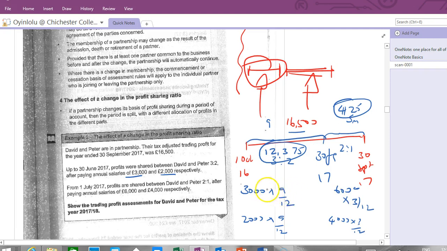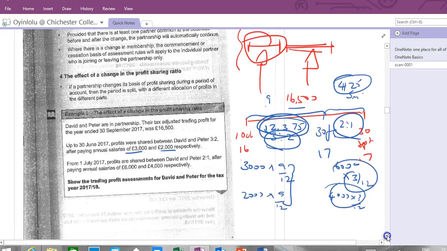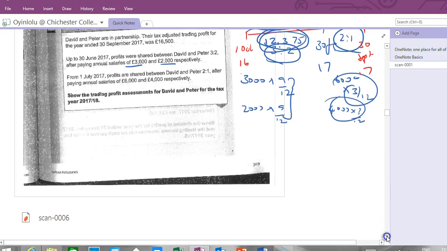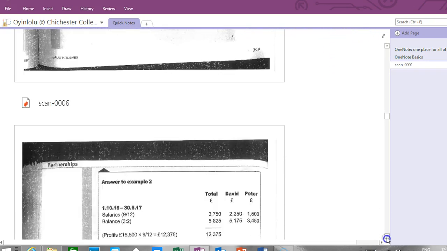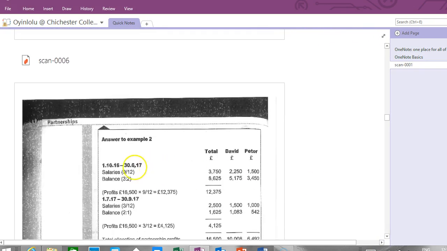So these two figures, when I get the answers, will be deducted from the 12,375 before I split the rest 3 to 2. And when I get my answers here, they'll be deducted from the 4,125 before I split the difference 2 to 1, and just allocate to each of them. So let's look at what the table looks like. What they're doing is treating each period differently. So you can see that's what they've done.